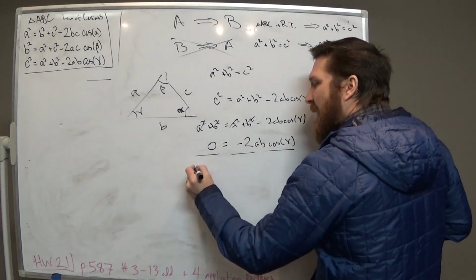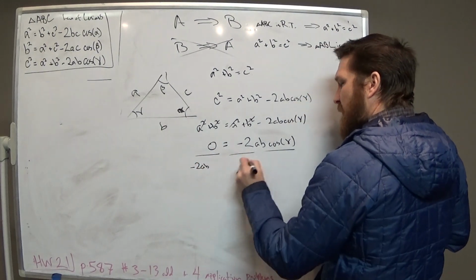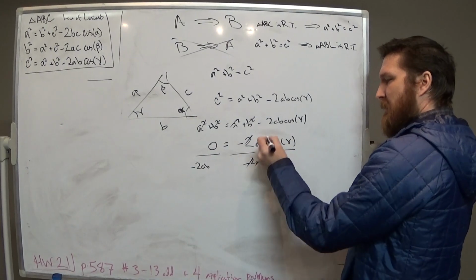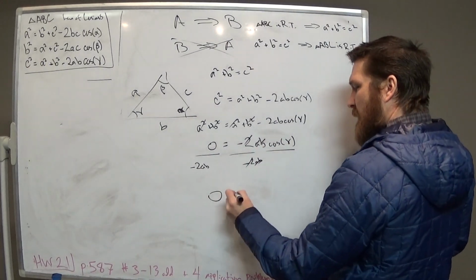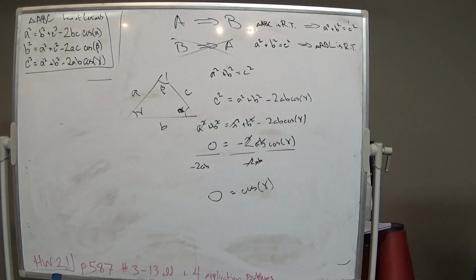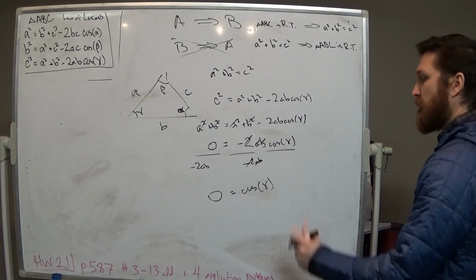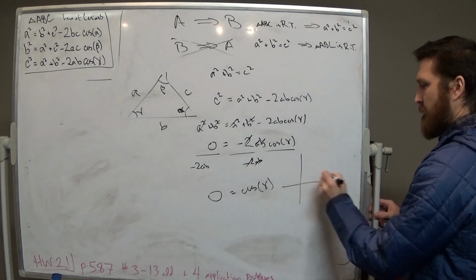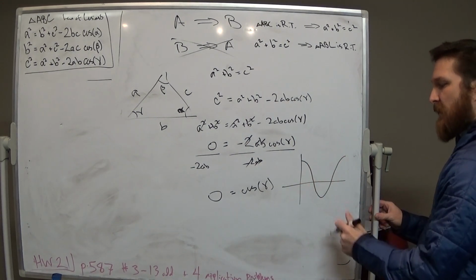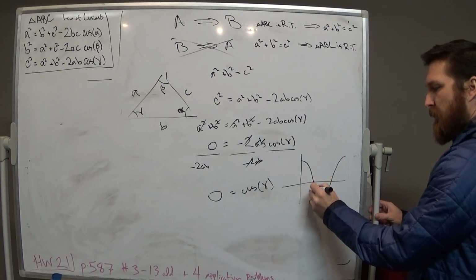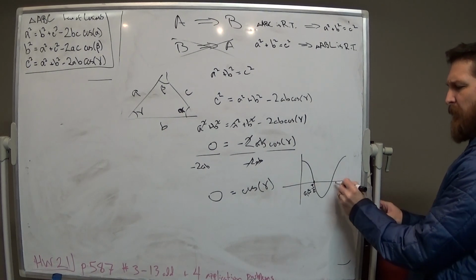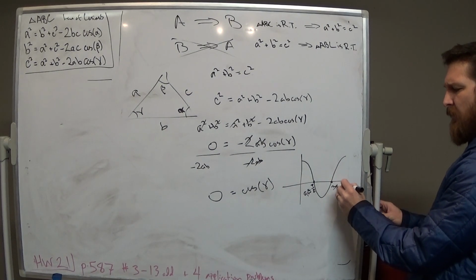So I can divide both sides by negative 2AB, and that cancels, and I'm left with 0 is equal to cosine gamma. Therefore, gamma is equal to pi over 2, which is 90 degrees, right? Or could it be equal to 3 pi over 2?